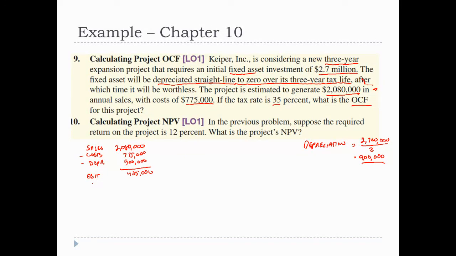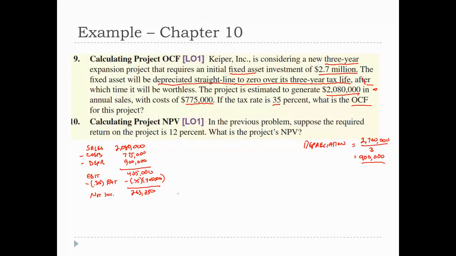Given earnings before interest and taxes of $405,000, we would have to pay tax at a rate of 35%, which is to say we subtract 35% of this amount, so subtract 0.35 times $405,000, and you can do that math. After doing those calculations, and there are other ways to do this, I get a net income of $263,250.